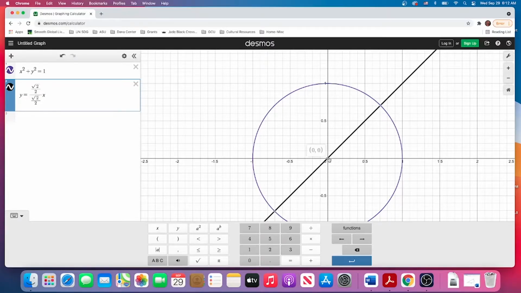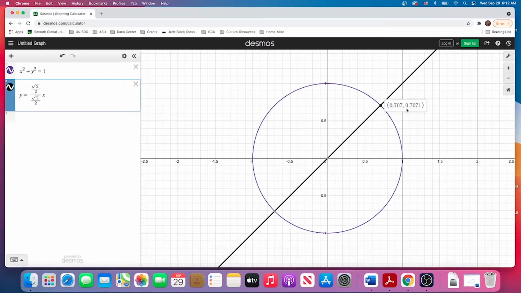There's my 45-degree angle here, and look at this. When I click here, I get my x-coordinate as my cosine of 45 degrees, cosine of pi over 4, connecting all these things, and the y is the sine of 45 degrees.